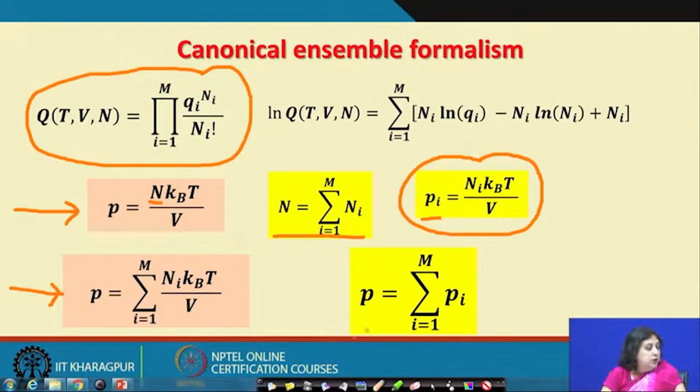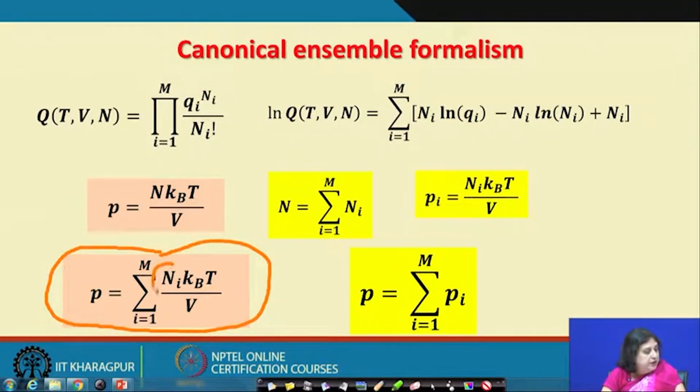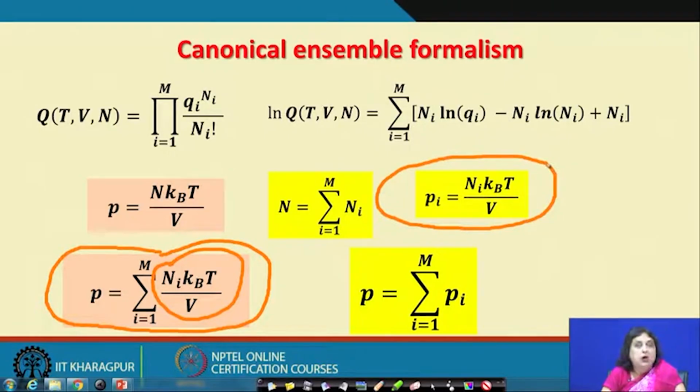Now, look back, what is it that we have achieved over here? We have written down the total pressure of the system as a sum of this quantity, and this quantity is nothing but the partial pressure of each of the components present in the system by definition. And then you combine these two and write this down, and that is nothing but Dalton's law of partial pressure.